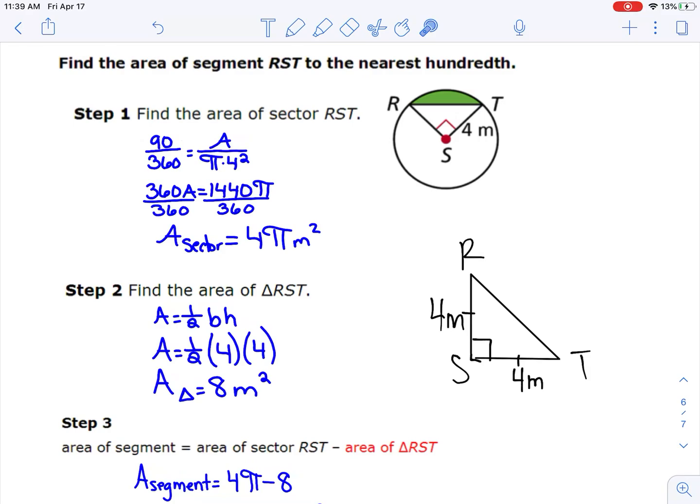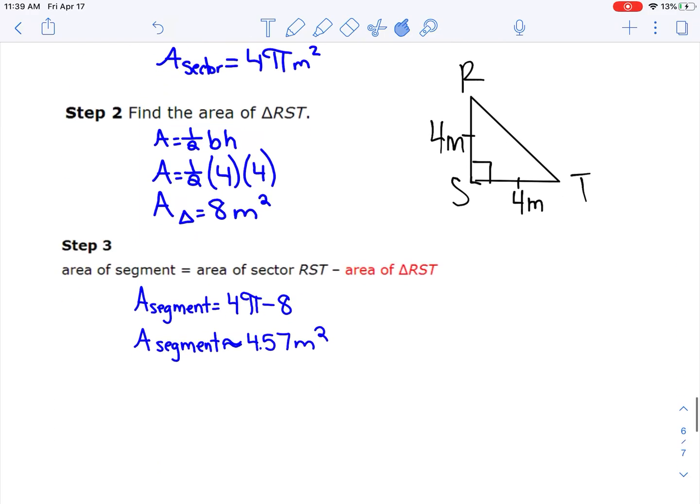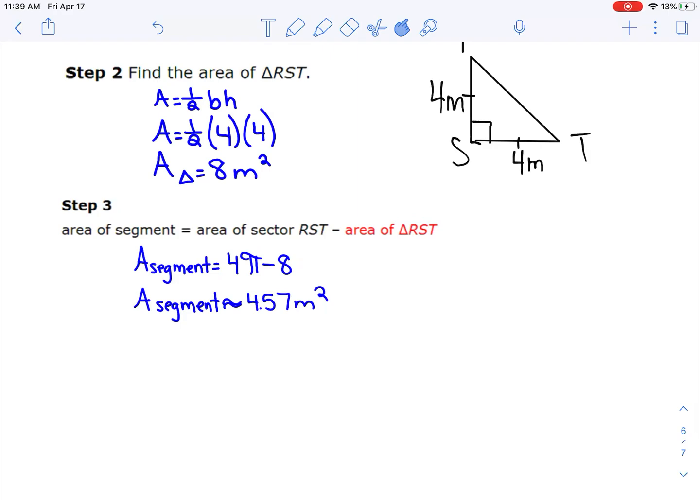So since we know our base and our height, we can plug those both in. We get the area equals 1/2 times 4 times 4. So the area of our triangle is 8 meters squared. Lastly, step 3, we take the area of our sector, which we found in step 1, and subtract the area of our triangle, which we found in step 2. So we have 4 pi minus 8, and that is approximately 4.57 meters squared.